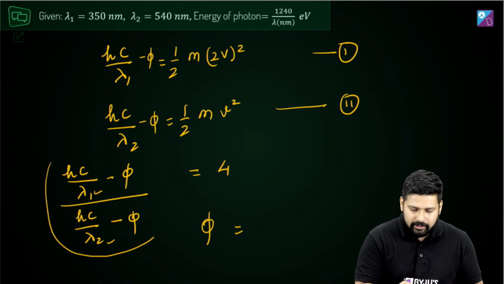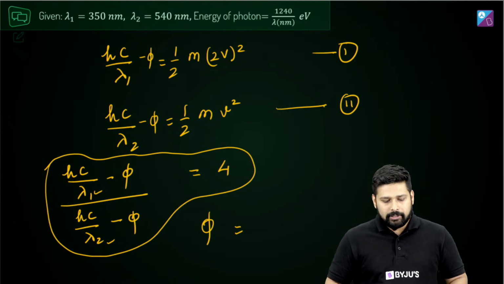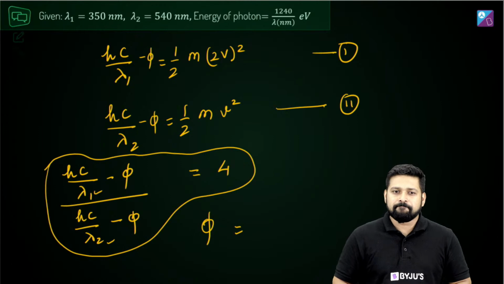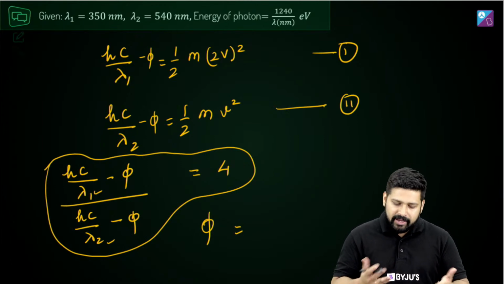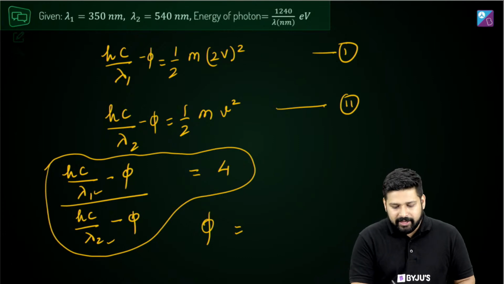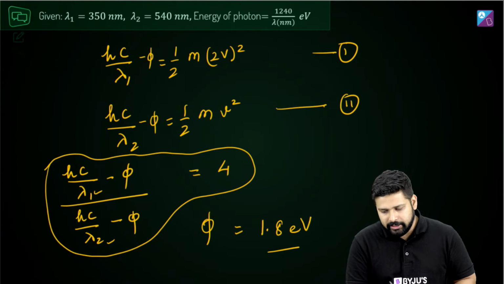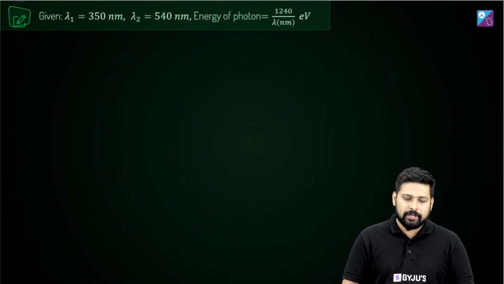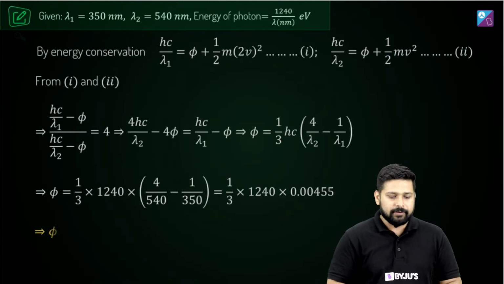This is till where the concept was involved. अब इसके बाद तो आपको phi निकालना है, that's it. Only one thing which is unknown is phi, okay? So just solve this and get the value of phi. क्या आएगा phi का value sir? Approximately again 1.8 electron volts. Okay, 1.8 electron volts. क्या आएगा? 1.8 electron volts. Which option is correct?